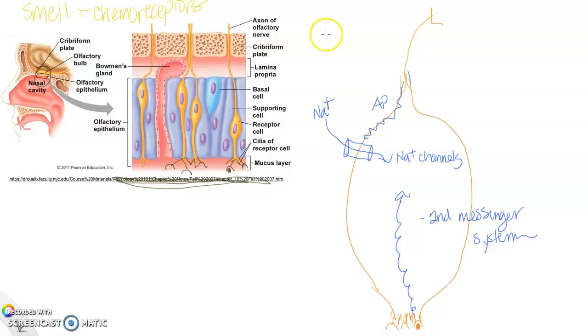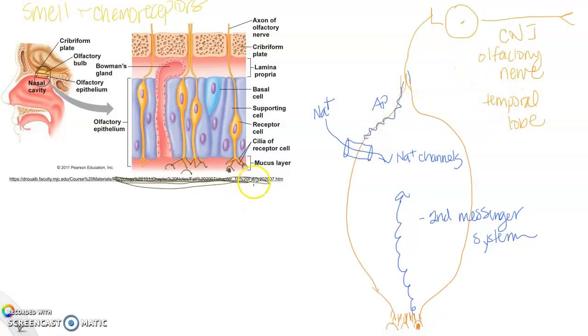And then it will synapse, and guess what? It will synapse at cranial nerve 1, or the olfactory nerve, and will take that smell sensation into the temporal lobe. All right, and pretty much that's how it works. It does not go through the thalamus. It goes to the temporal lobe with its smell sensation.